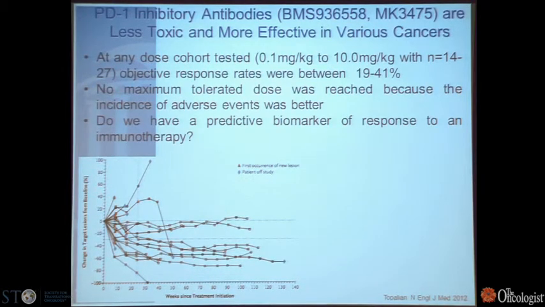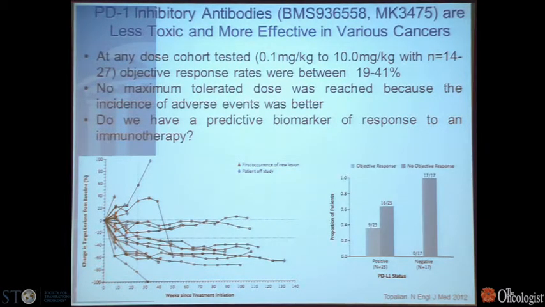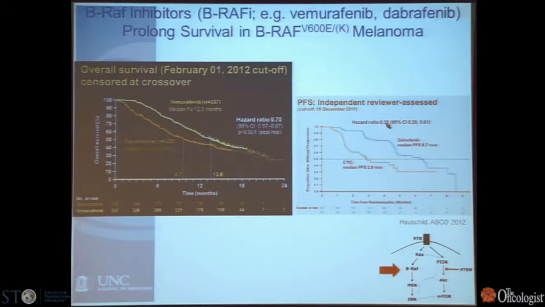And in fact, we think that there is a predictive biomarker that may predict the response to PD-1 antibody therapy. And this is the expression of PD-L1 in tumor tissues. So if your tissue expresses PD-L1, which is a marker of chronic inflammation, you probably have a high likelihood to respond to a PD-L1 antibody. This is the pivotal trial that led to the FDA approval of vemurafenib.